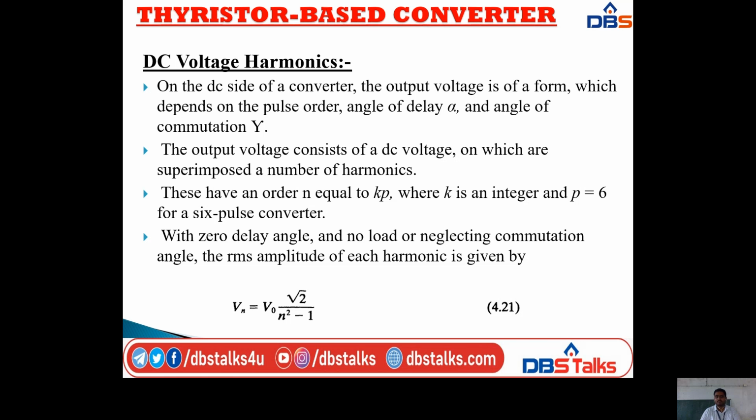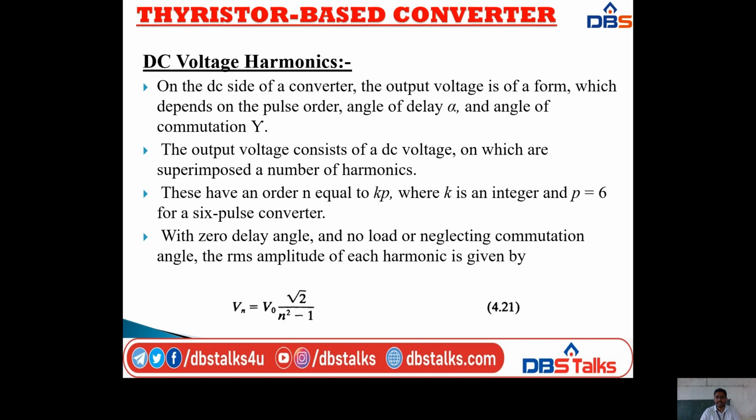Here the output voltage consists of a DC voltage on which are superimposed a number of harmonics. These have an order of n, which is equal to kp, where k is an integer and p is the number of pulses we are using. Here it is a 6-pulse converter, so p is equal to 6.